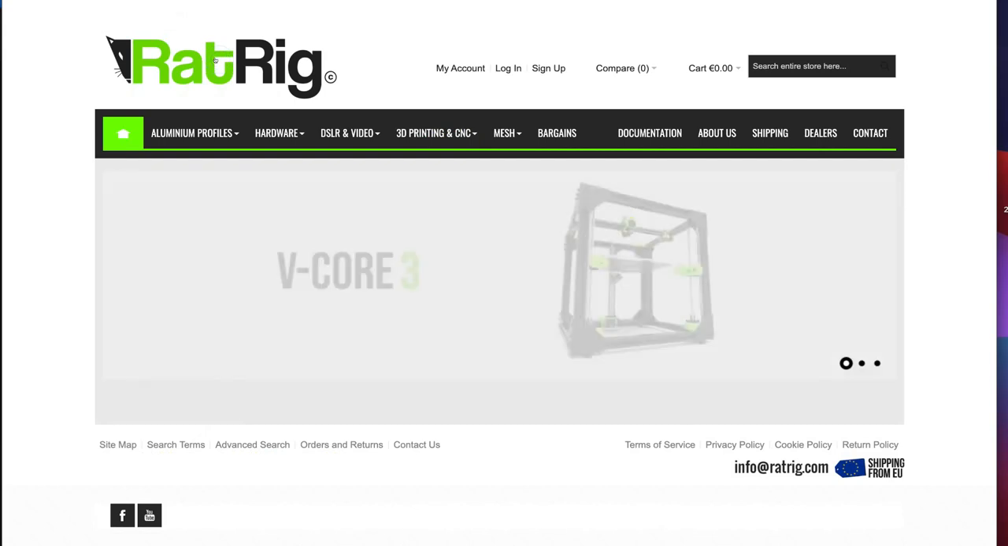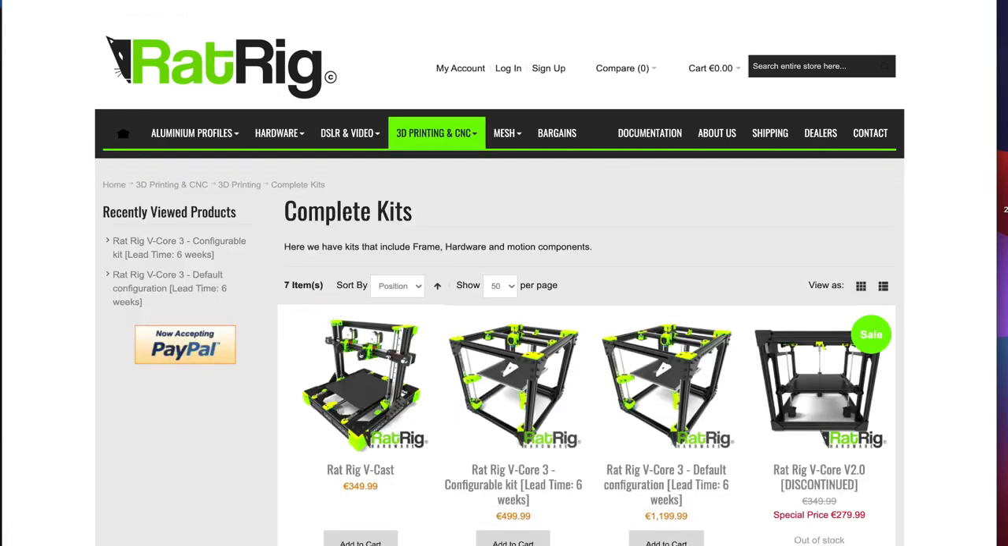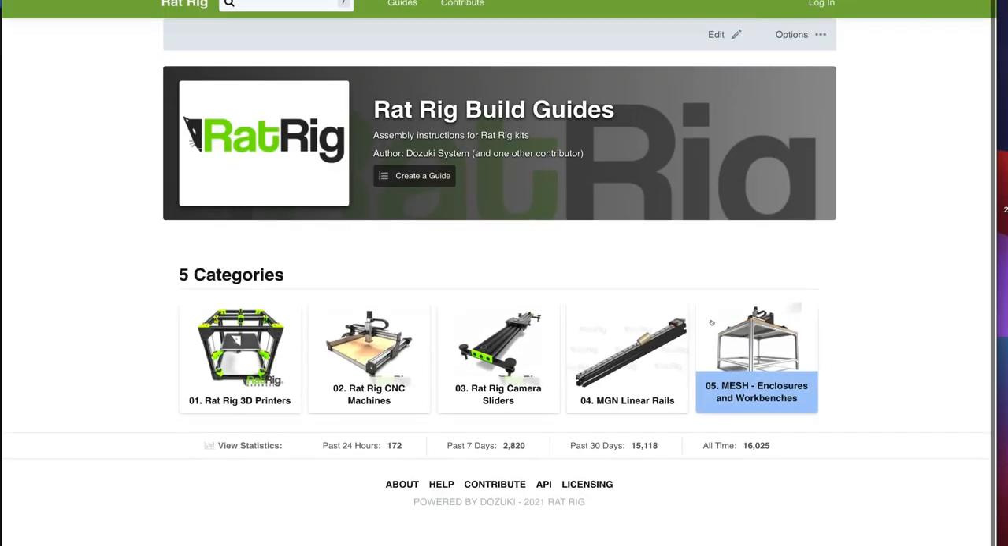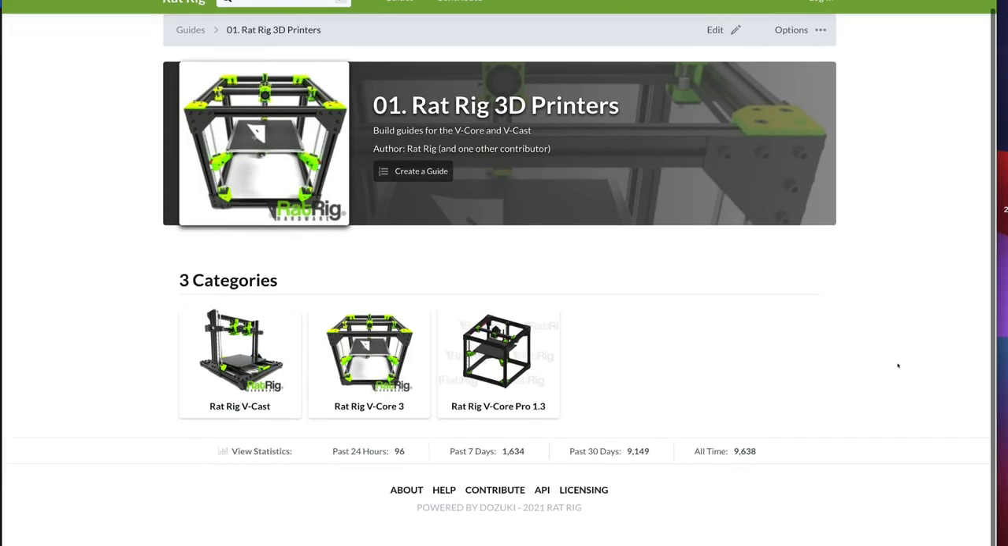It's probably worth mentioning as well that the vCore 3 isn't the only printer that RatRig do. They also do one called the vCast, which is a general Cartesian style printer, but better. And they also do one called the vMinion, which is just about to come out.